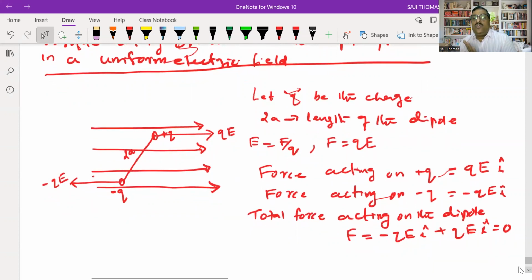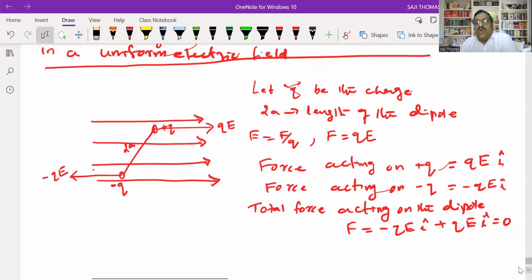So when an electric dipole is placed in a uniform electric field, we saw that no translatory force acts on it. But you can see these two forces are equal and opposite, but their lines of action are not the same. They act along different lines parallel to each other. But as a result, there will be a torque.